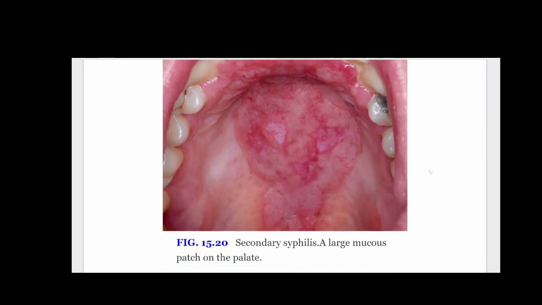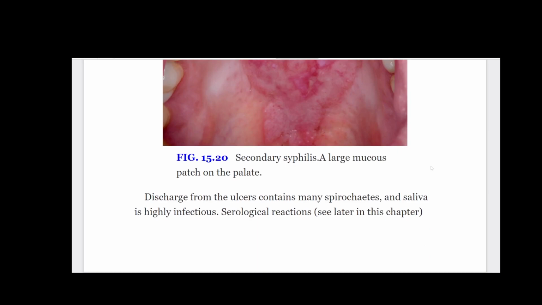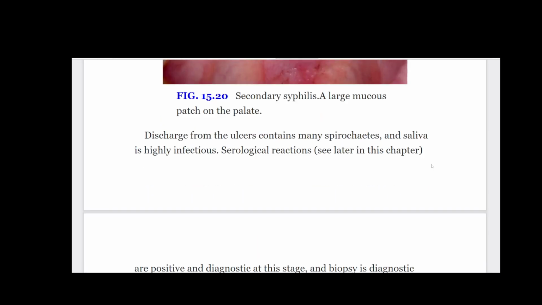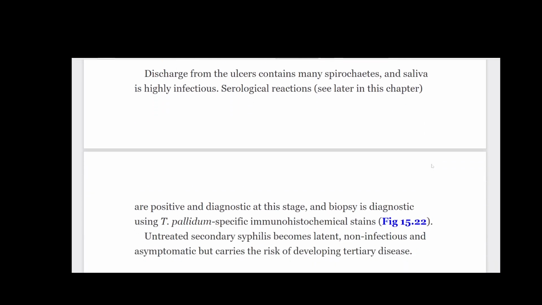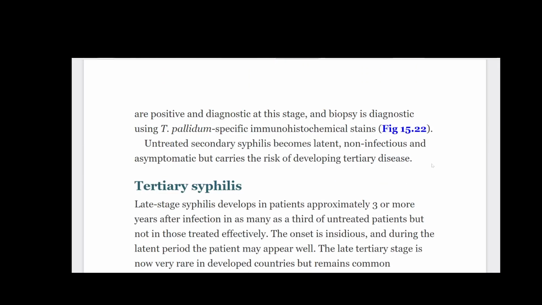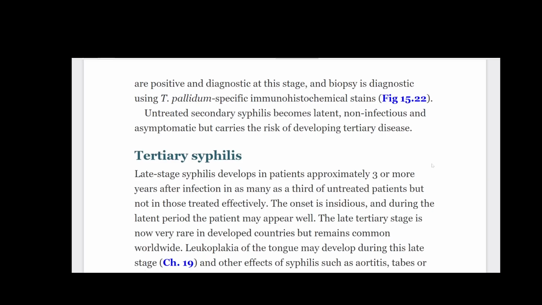Fig. 15.20 Secondary syphilis, a large mucus patch on the palate. Discharge from the ulcers contains many spirochetes, and saliva is highly infectious. Serological reactions, see later in this chapter, are positive and diagnostic at this stage, and biopsy is diagnostic using T. pallidum-specific immunohistochemical stains, Fig 15.22. Untreated secondary syphilis becomes latent, non-infectious and asymptomatic but carries the risk of developing tertiary disease.